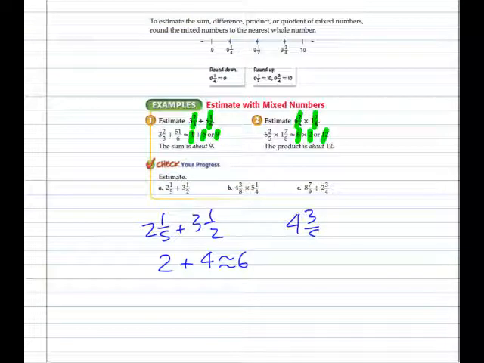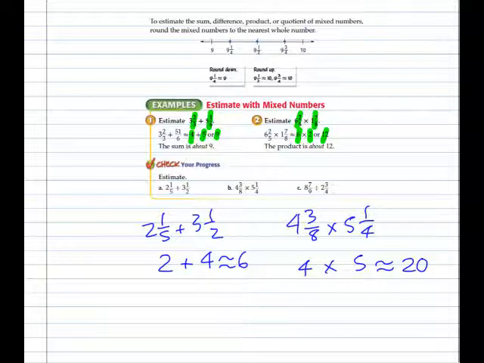4 3/8 times 5 1/4. We're going to round 4 3/8 down to 4. We're going to round 5 1/4 down to 5. So 4 times 5 is approximately 20.